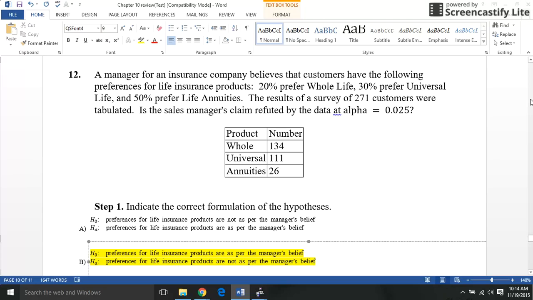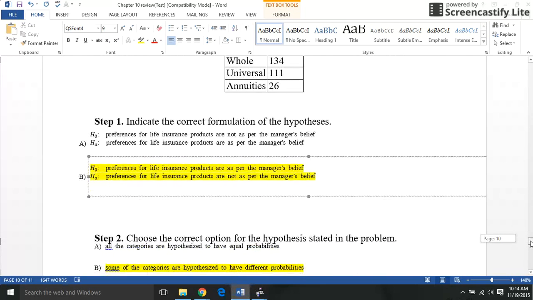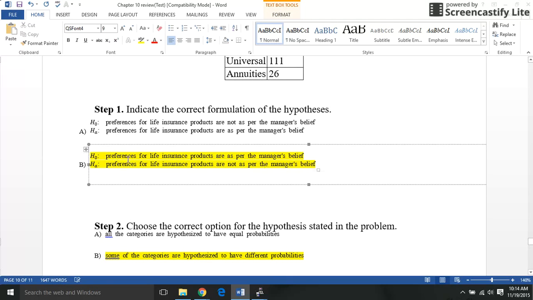So here is all the numbers we get. Whole had 134, universal had 111, and annuities had 26. So with chi-squared, your hypotheses are always going to be the null is that the probabilities equal what you believe, and the alternative is that at least one of them is different or they're not how you believe. So when you look at that, it's B for this one that we would pick. The null is the preferences for life insurance are as the manager believes. The alternative is that they're not as they believe.